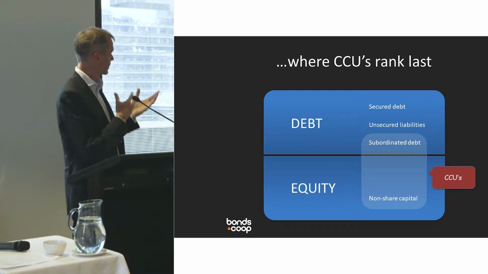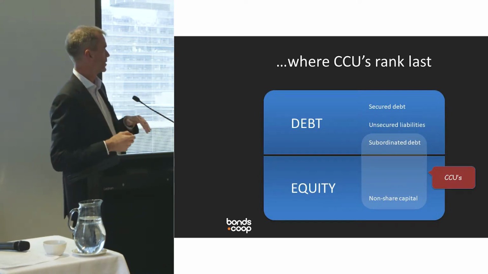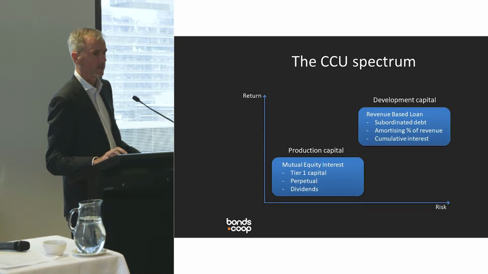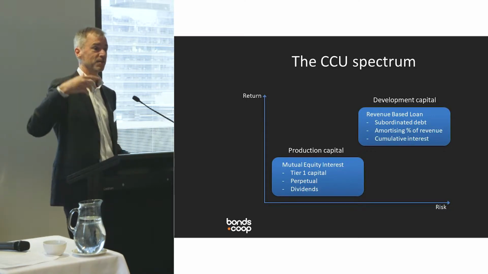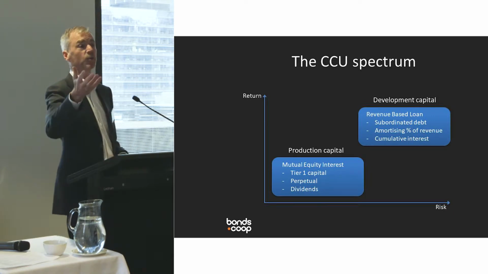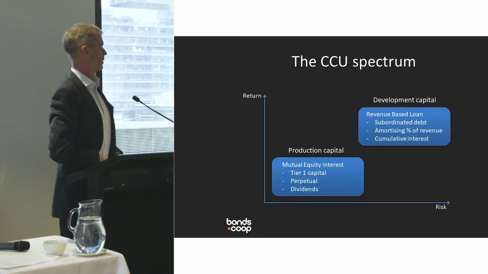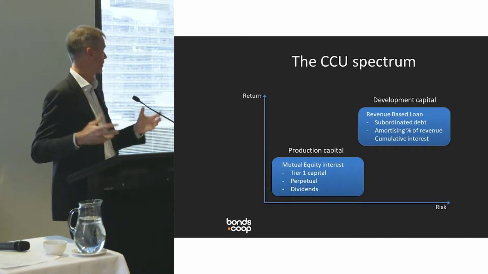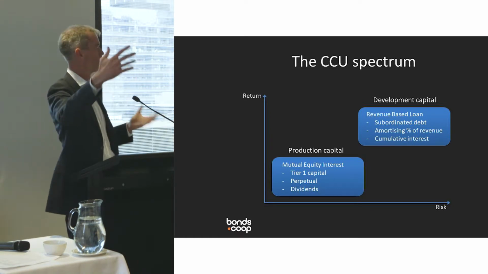So apart from this structure, CCUs can be very flexible, and they can be structured from a tax, accounting and legal perspective, both as debt and as equity. I'm getting into esoterics, but you can structure something that's equity from a tax perspective and debt from an accounting perspective. But this flexibility in terms of our risk-reward spectrum means that talking about CCUs generically can become quite difficult. And so one way to think about this is to look at the two ends of the spectrum.